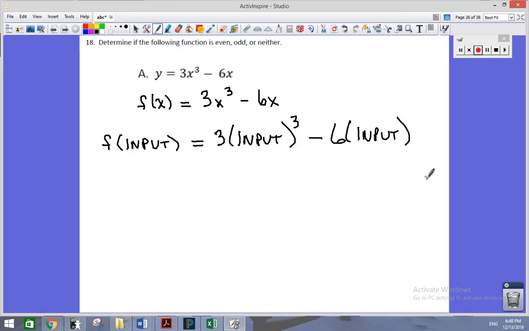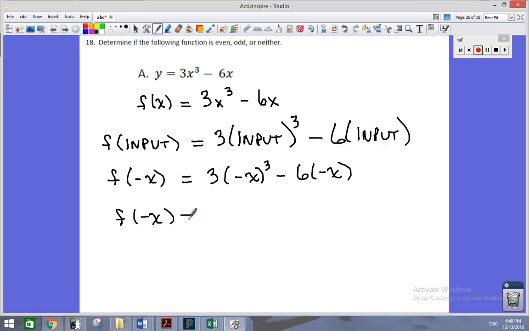When I'm trying to determine whether a function is even, odd, or neither, my input is the opposite of x. So I want to input negative x here. Everywhere I see input, I'm going to replace it with negative x. I've got 3 times negative x cubed minus 6 times negative x. I need to simplify this and compare this expression against the original expression. A negative base raised to an odd exponent is always going to be negative. So I've got negative 3x to the third power. Here I have a negative times a negative, which is positive.